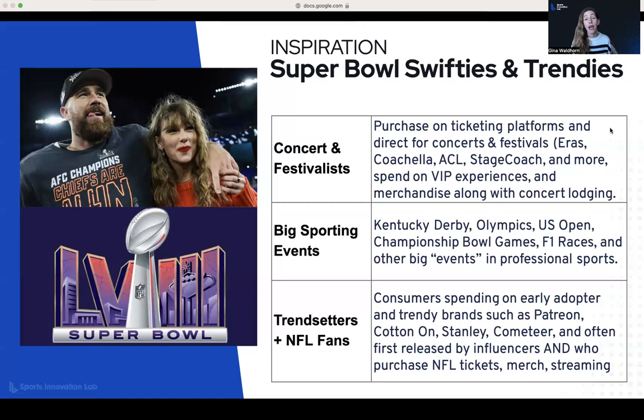And then we have the NFL trendsetters. So we're able to identify consumers who spend with early adopter, younger, trendier brands, be it Patreon, Cotton On, Justice, Skims, and who are also purchasing from NFL teams, NFL Shop, NFL Games, and NFL merchants. So how do you find those maybe new fans, those younger fans, those trendy fans in and around the Super Bowl? Here's 3 different audiences we think are directly applicable and can be tested today.